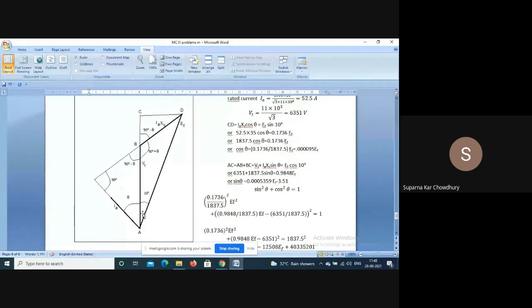So in the phasor, this is the angle delta, 10 degrees. This is theta, unknown. Now if this is theta, this is 90, so this is 90 minus theta. So this one angle will be 90 minus theta, and this angle will be 90 plus theta.